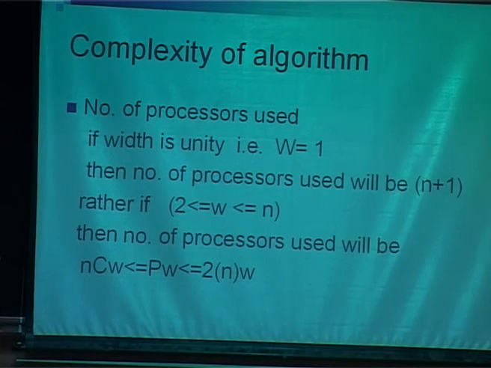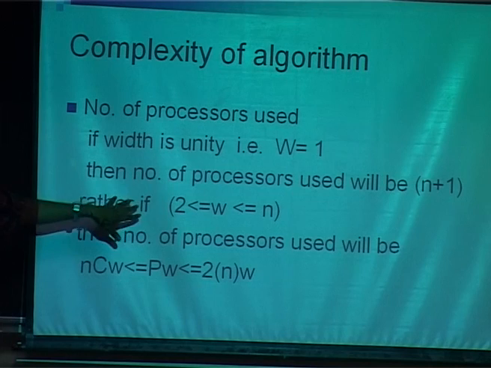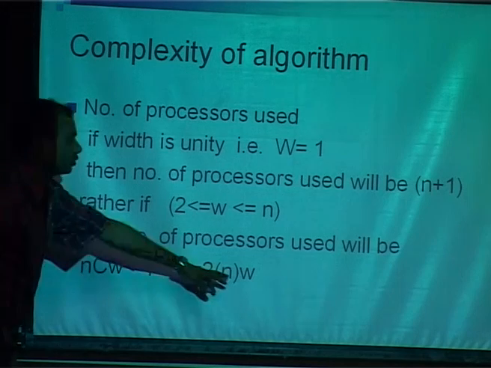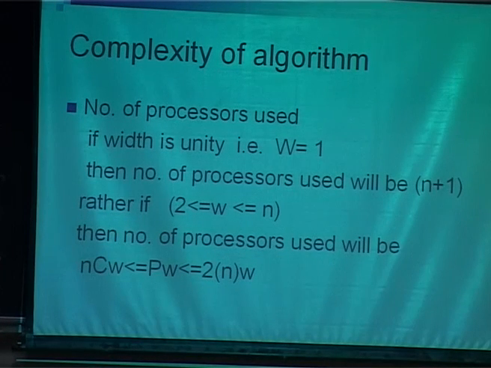So what is the number of processors used in this algorithm? If the width is 1, then the number of processors is n plus 1. This is a very small number of processors. If the width is greater than 2, then the number of processors lies between n to the power w and 2 times n to the power w. This is not 2nw, this is 2 times n to the power w.